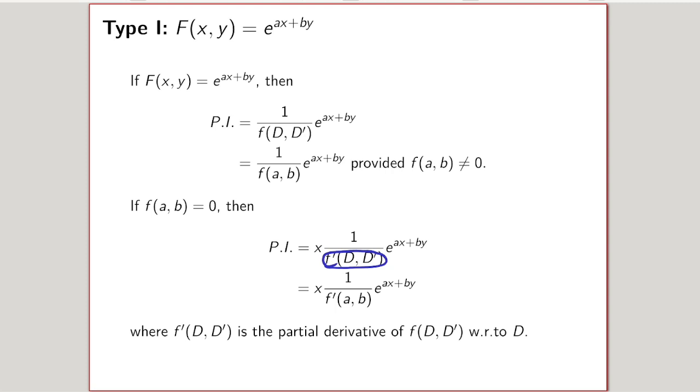That is f of d comma d dash, we have to differentiate it once and then we are going to multiply pi with x. So this derivative we are going to find with respect to d, not with respect to d dash. If we are differentiating with respect to d, d dash will act as a constant. Then we can substitute a comma b similar to the previous case. If we again get the denominator as a non-zero value, we can stop there itself, or if it comes as 0, then we have to proceed with the next term, multiplying with x square, writing the double derivative in the denominator, substituting d equal to a and d dash equal to b.